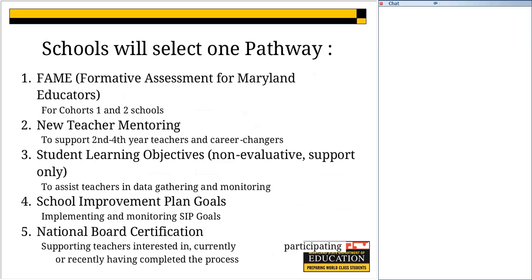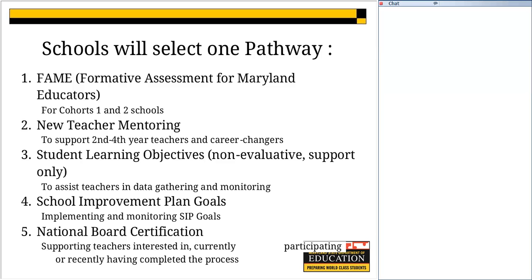And so the first one is FAME, the Formative Assessment for Maryland Educators, for Cohort 1 and 2 schools. With that portion, we'll be working specifically with what's called the FAIROP, the Formative Assessment Rubrics and Observational Protocols tool, and that will provide those specific look-fors within the context. We have New Teacher Mentoring to support second to fourth year teachers and career changers, and those look-fors will be based on some self-assessments and some pre-assessments for those specific new teachers, because we know how important it is to personalize learning.